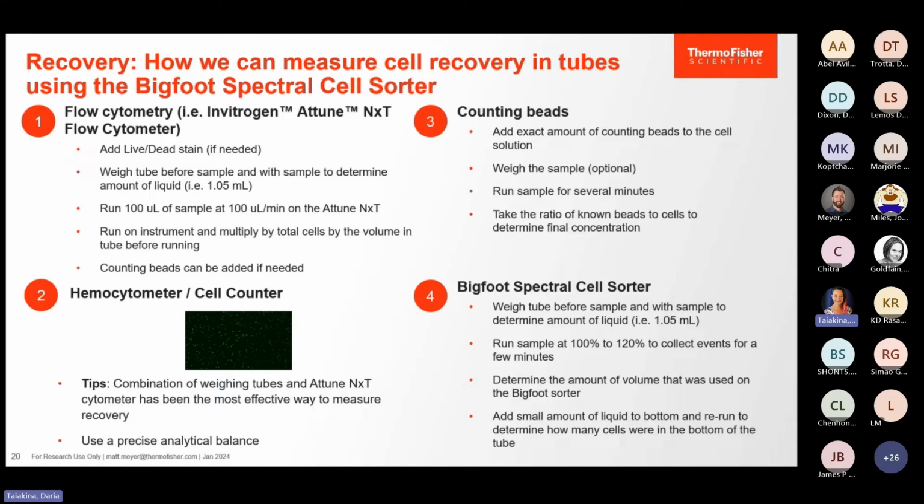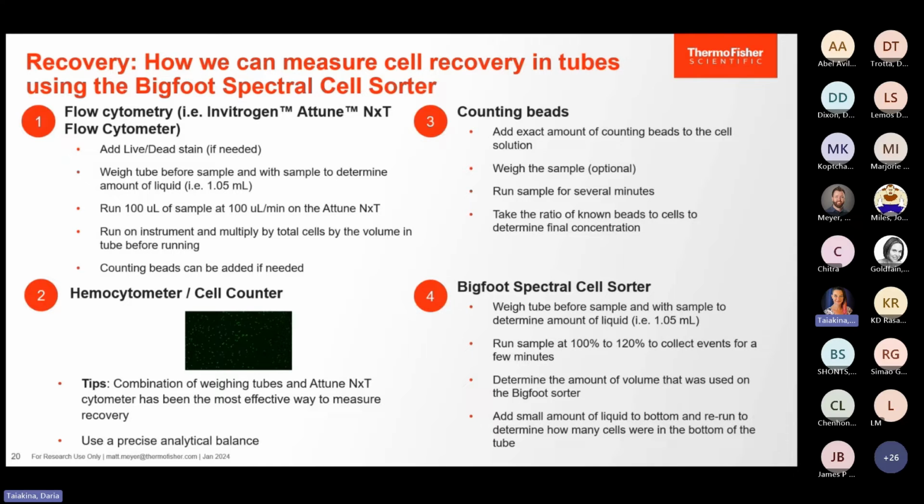Typically there you have to sort a little bit more cells. So if you don't want to have to sort 100 or 200,000 cells, or even less than that, because you want to save it for your downstream application, typically using a cytometer for reanalysis can help with that. But hemocytometers and cell counters are really good at that.